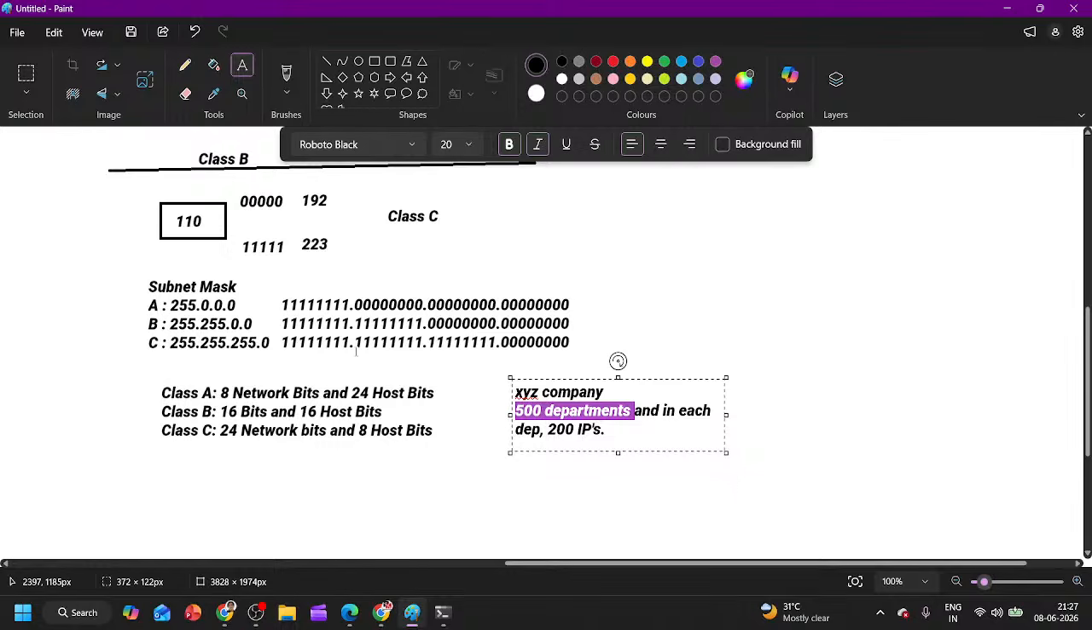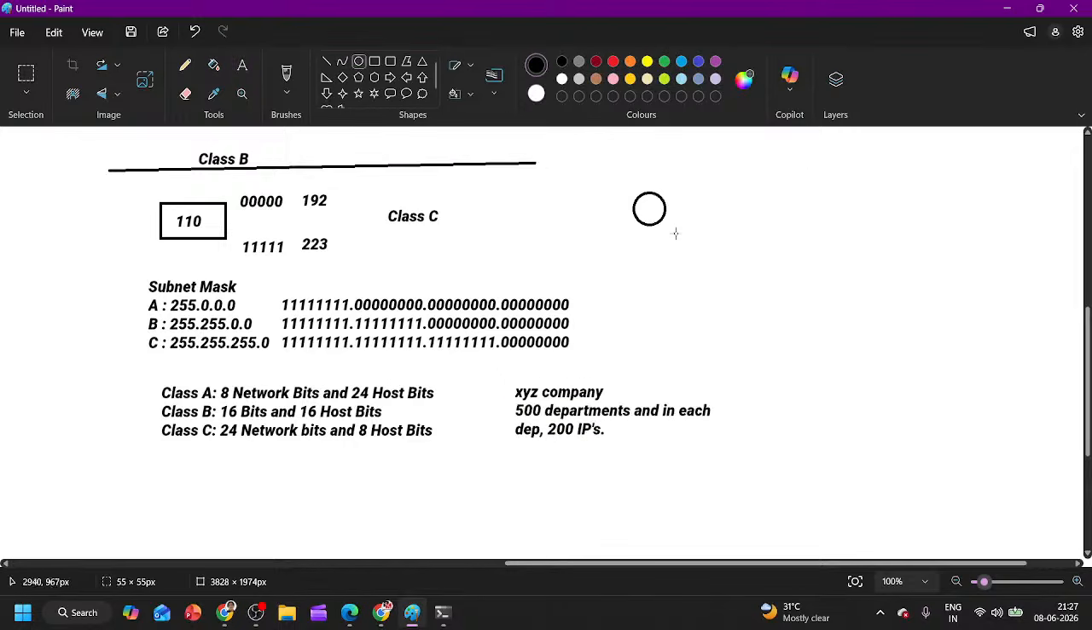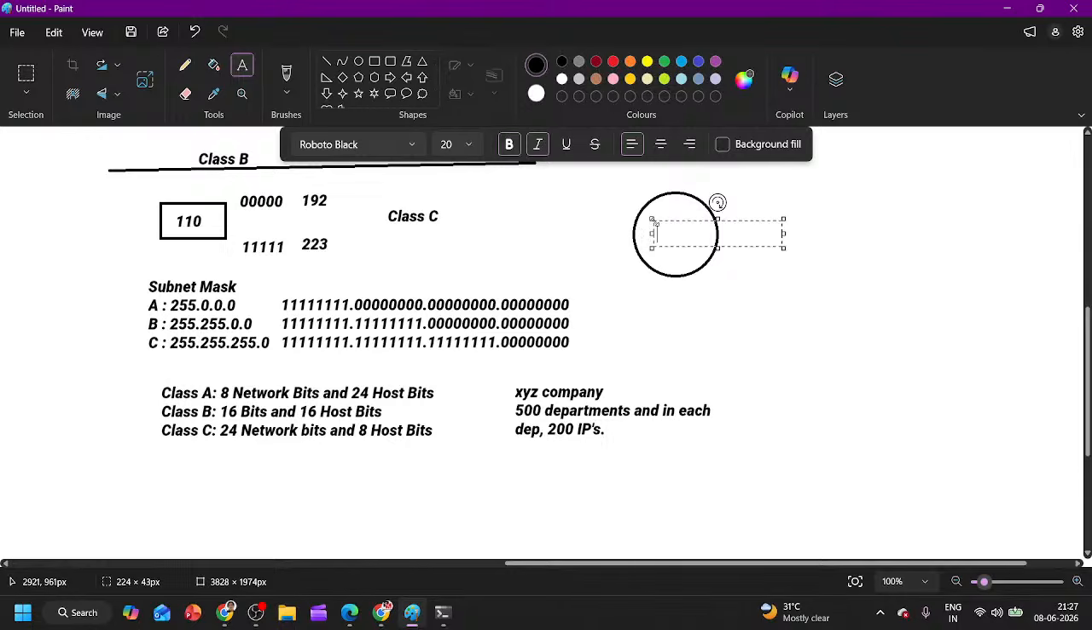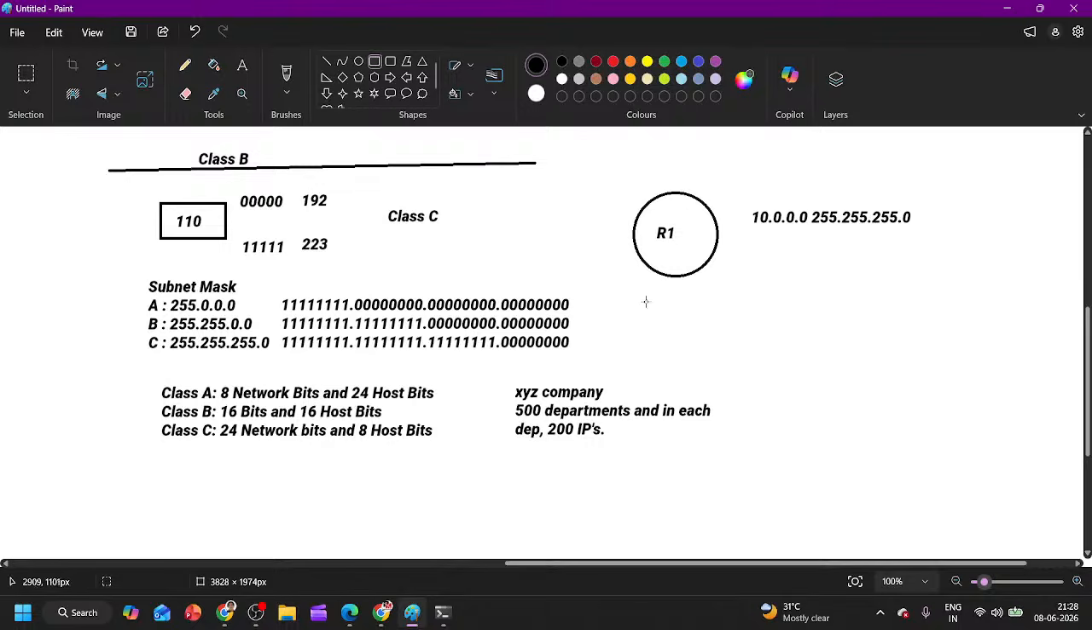And apart from the wastage, imagine a router. A router has a network in its routing table, 10.0.0.0 with subnet mask 255.255.255.0, and there are 200 users sitting in my LAN.